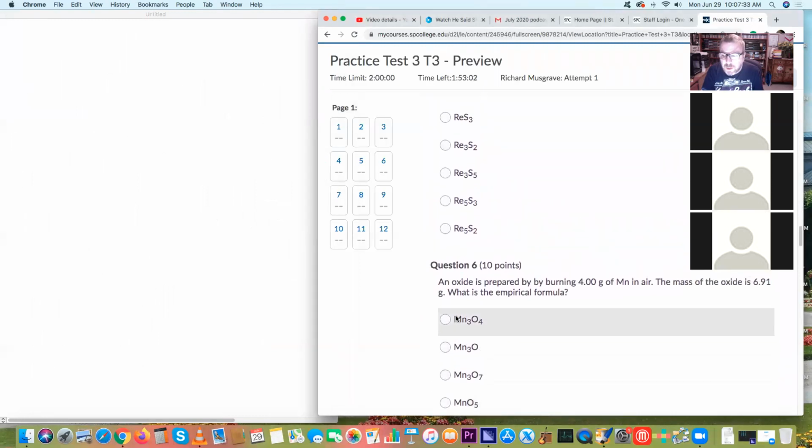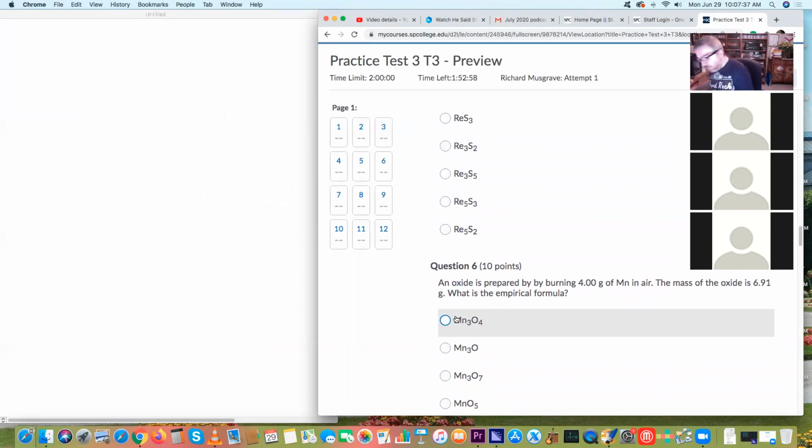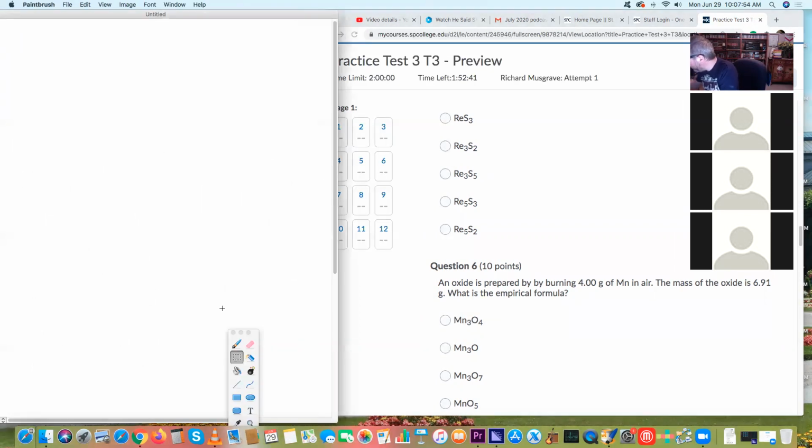Now, this one is about an oxide. An oxide is a compound with oxygen and some other element. That's the definition we learned in Module 5, when we talked about oxides. So if we're told that we have a mass of oxide, an oxide is going to have the formula, in this case, MnXOY, and that's the oxide.